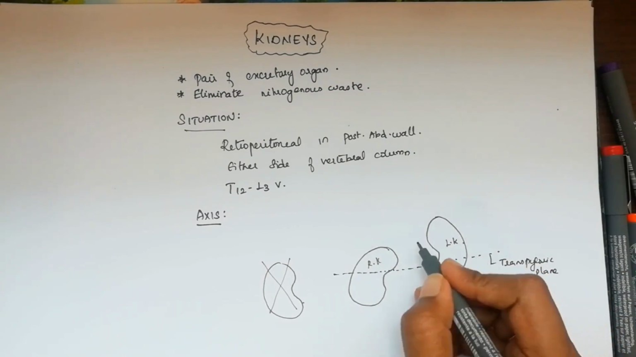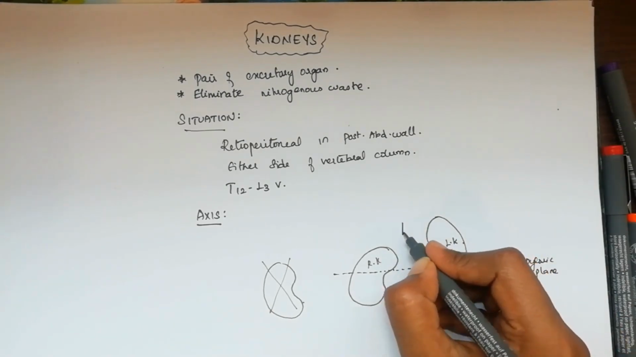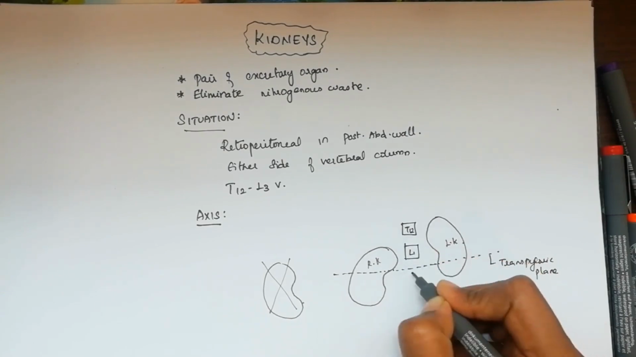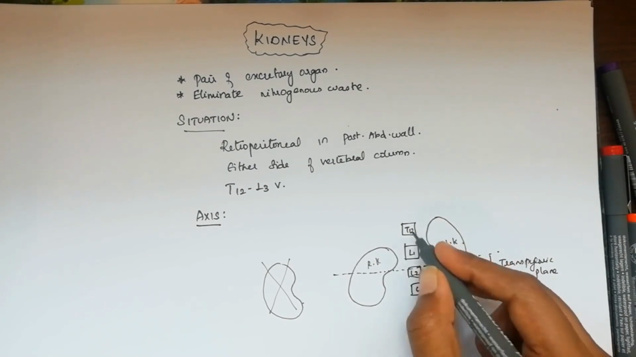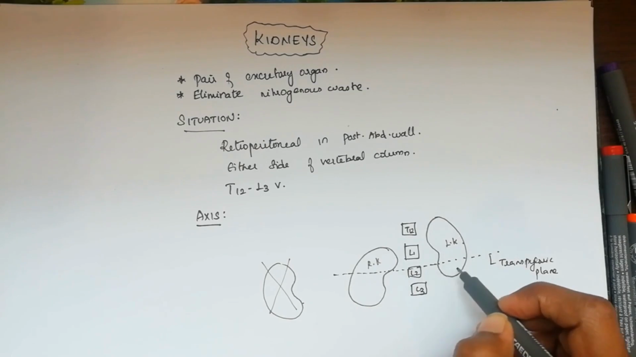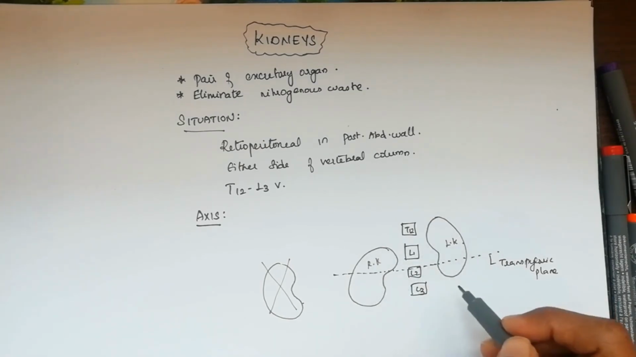Now talking about the vertebral level, we have got the kidney placed opposite to T12, starting from T12, L1, L2 and L3 vertebra. So these are the vertebral levels which are adjoining this organ, and on either side of these vertebral levels we have got a kidney.